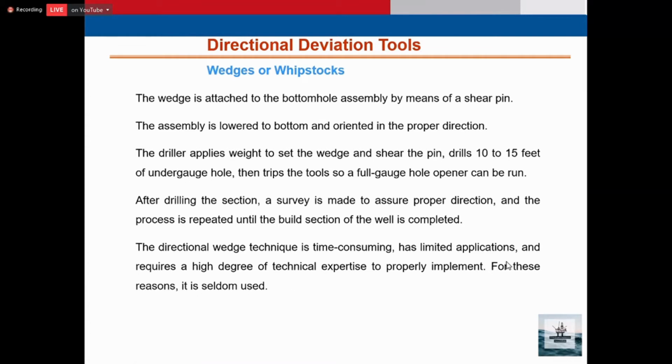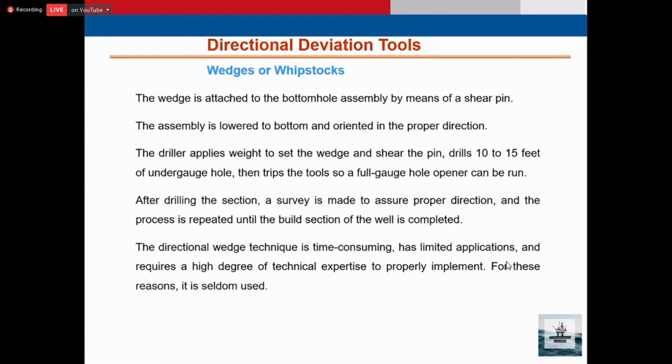The driller applies weight on the whipstock to drill about 10 to 15 feet. Then another trip is required to make the full gauge. Full gauge means making the hole the same size as the hole. After drilling this section, some surveying is done, meaning measurements of the inclination and the azimuth, and the building section for the well is then completed.